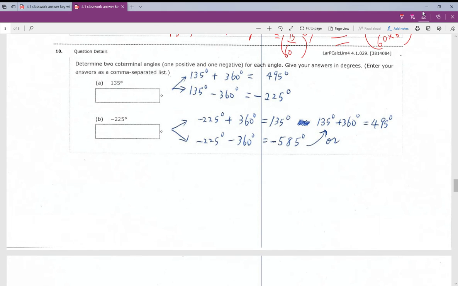Number 10. Okay, so this question happened again. Find two coterminal angles. Earlier with radians, you have this one plus 2 pi, or this one take away 2 pi. And right now we go back to degrees. 2 pi is 360 degrees. So this angle plus 360 and minus 360, we can easily find two coterminal angles. Same thing here, plus 360, take away 360.